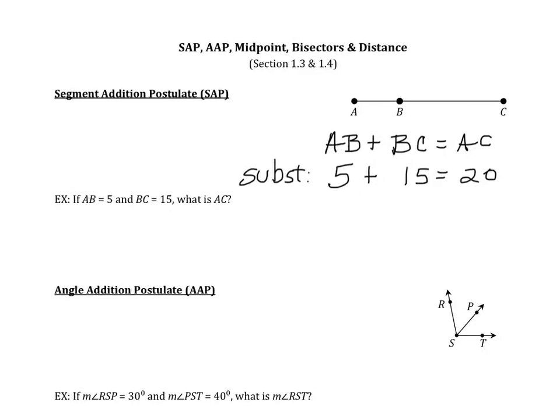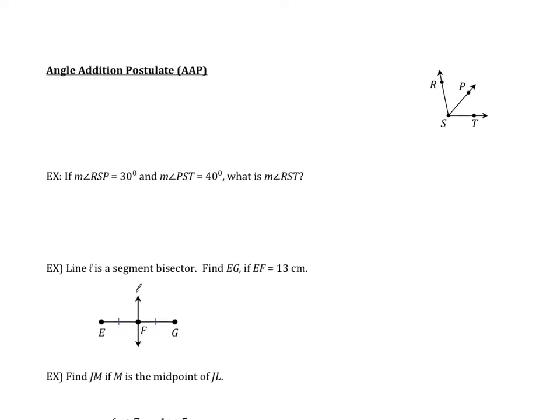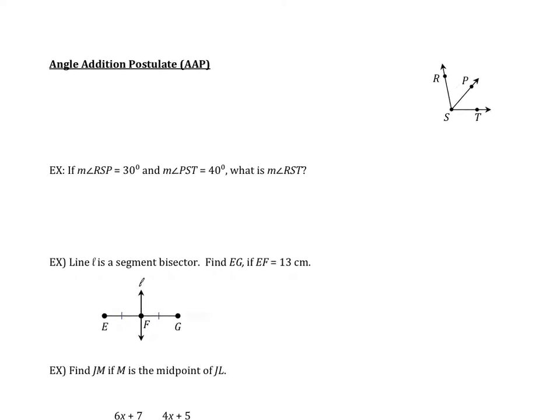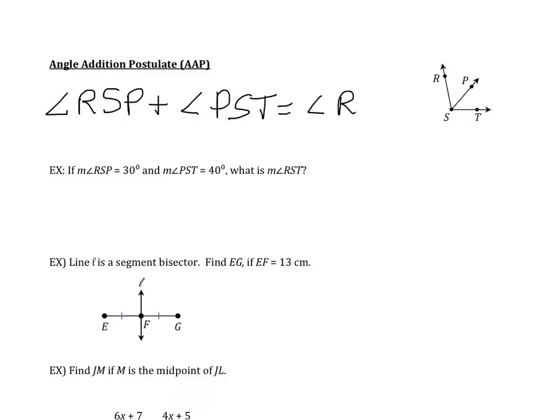The angle addition postulate, denoted AAP, is very similar. But remember, when we're naming angles, we will use 3 letters. The middle letter is the vertex of the angle. So we have a ray SP that bisects, or is in the middle of, angle RST. So we have angle RST cut in 2 pieces. So angle RSP plus angle PST will add up to angle RST.